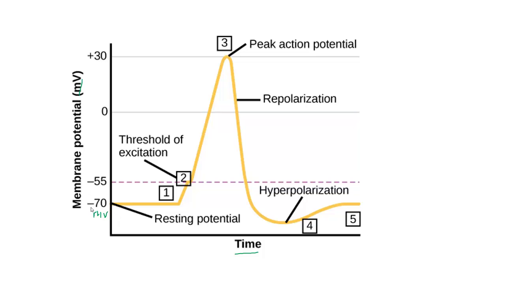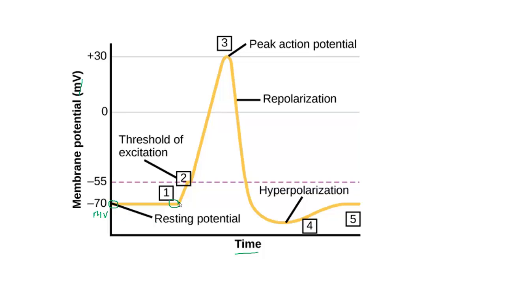Negative 70 is your resting membrane potential. This is where your neuron is being stimulated. Before this, the neuron is at rest. The sodium is hanging out outside, the potassium is hanging out on the inside, the neuron is at rest. So something happens. You touch a pin and you have that unpleasant sensation, right? At this point, at point number 1, is when you touch the pin, and your sodium gates end up opening.